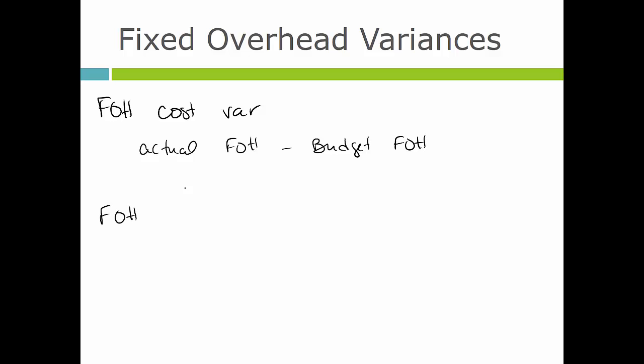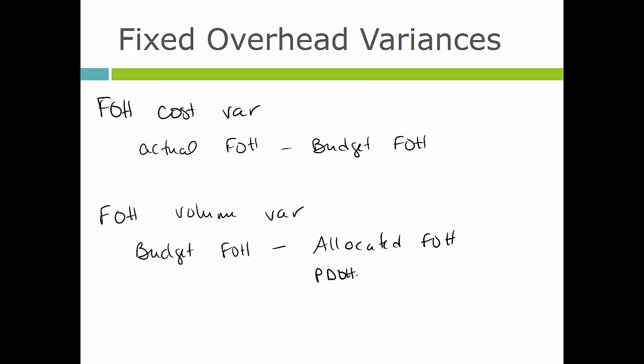The fixed overhead volume variance is the budgeted fixed overhead minus the allocated fixed overhead. And remember that the allocated fixed overhead is going to be based on actual production. So it's going to use that predetermined overhead rate times the standard quantity for actual output. Okay?